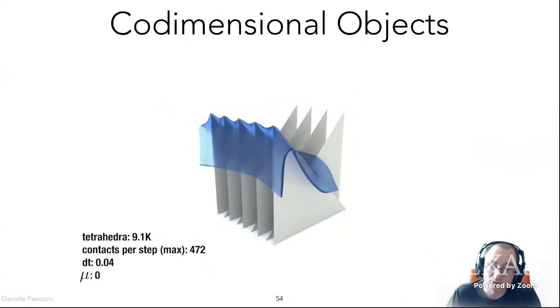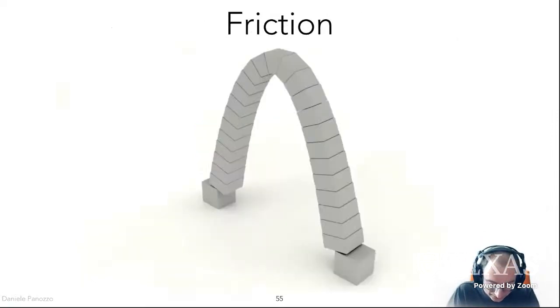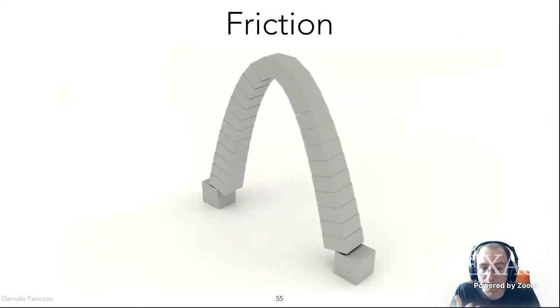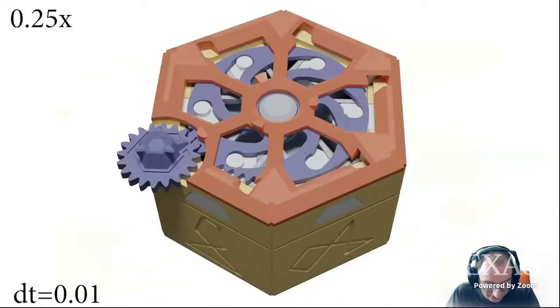The formulation naturally supports codimensional objects, which is sometimes useful to save time. This means that you just have, in this case, individual triangles that are acting as collision objects. It has correct handling of friction. In this case, this arc is staying together thanks to friction and gravity.